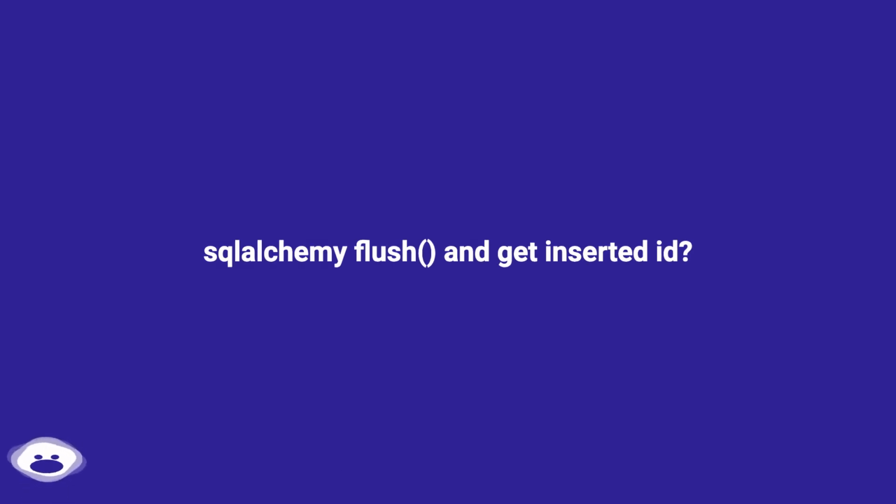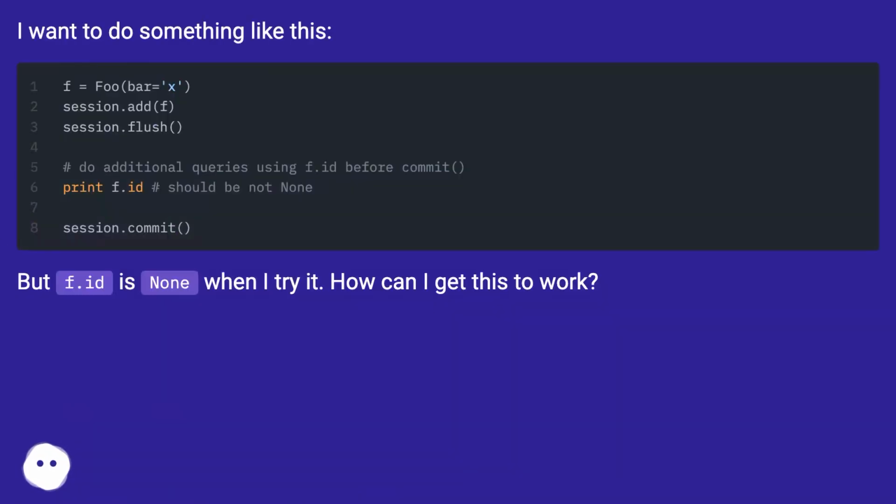SQLAlchemy flush and get inserted id. I want to do something like this. But f.id is None when I try it. How can I get this to work?